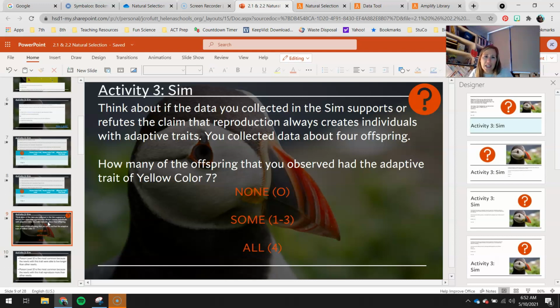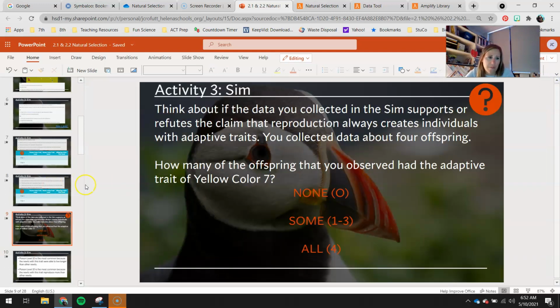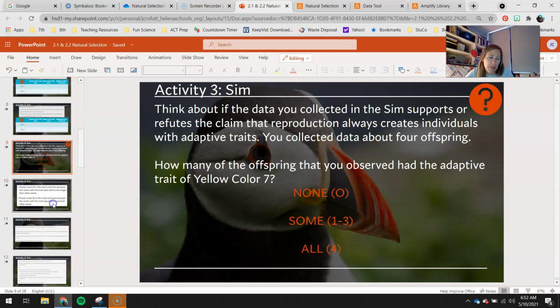Think about if the data you collected in the sim supports or refutes the claim that reproduction always creates individuals with adaptive traits. Okay, you collected data about 4 offspring. How many of the offspring that you observed had the adaptive trait of yellow color 7? You guys will use your draw tool to circle either none, some, or all. So there's only really one answer for that right there. Okay, moving on to the second part of the sim.